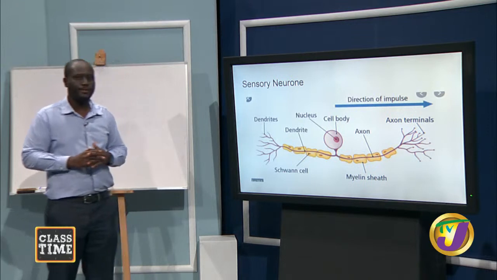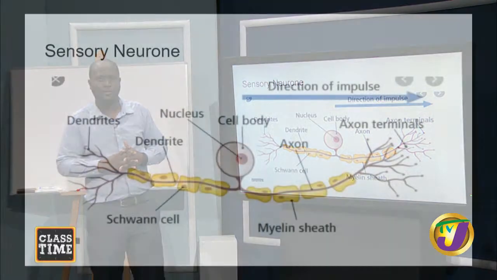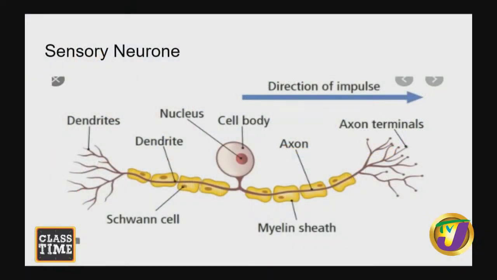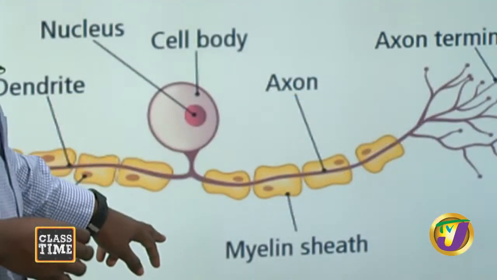So the first neuron is a sensory neuron, right? And you need to look at the sensory neuron because you're going to need to identify the differences between the sensory neuron and the motor neuron. So you have the dendrites, and the dendrites are normally attached to receptors. And then you have the dendron, which takes the information to the cell body. And then you have the axon that takes nerve impulses away from the cell body. As you can see, the cell body is projected out of the neuron. And again, the myelin sheath offers insulation.